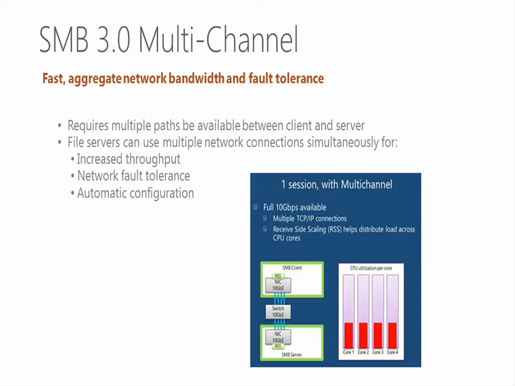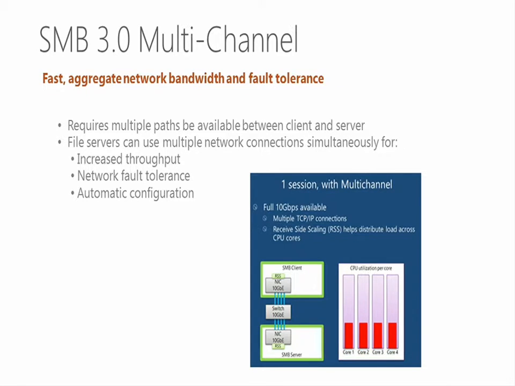SMB 3.0 multi-channel provides faster aggregated network bandwidth and fault tolerance capabilities. So you think about your file servers that you've got out there today, or just servers in general. How are they connected to your network? Most servers these days come with at least 4 NICs in them. How can I utilize those network interface cards to take advantage of multiple network cards for fault tolerance if one of them fails, and for throughput?